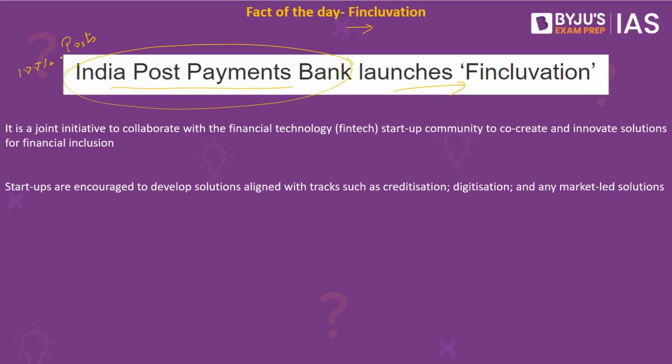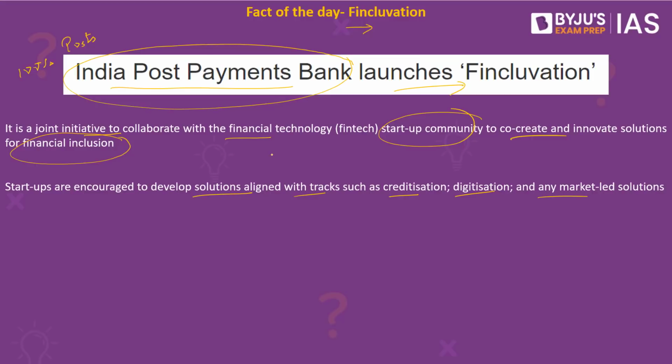Now India Post Payments Bank has come up with an initiative called Fincluvation. What is it? It is a joint initiative to collaborate with the financial technology, fintech, startup community to co-create and innovate solutions for financial inclusion. How does this work? The India Post Payments Bank will work with startup fintech companies, and these fintech companies would be encouraged to develop solutions aligned with tracks such as creditization, digitization, or any other market-led solutions.